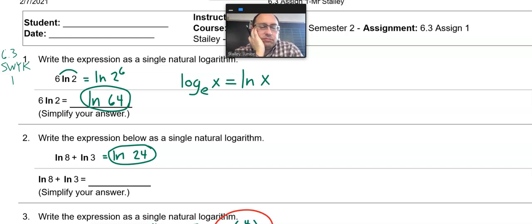Section 3. Quick 1. All right, what are we doing here? Write it as a single natural log.